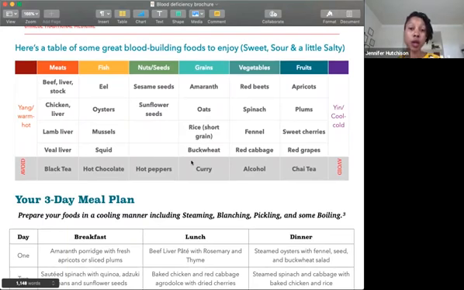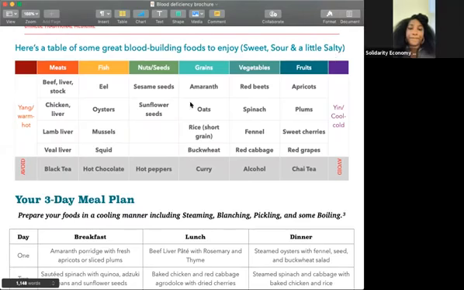For Chinese nutrition therapy, foods do have, every food has a temperature, has a taste, and so you can help to balance the blood deficiency and move it in the right direction with foods that are sweet, sour, and a little salty.